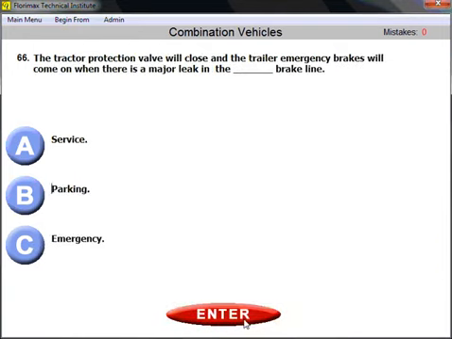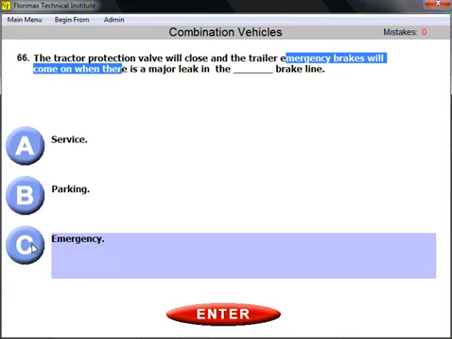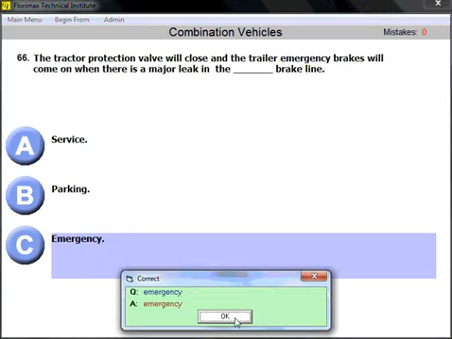Open. Question number 66. The tractor protection valve will close and the trailer emergency brakes will come on when there is a major leak in what system and what brake line? And definitely the emergency brakes will come on when there is a major leak in the emergency system. Emergency. Two words.